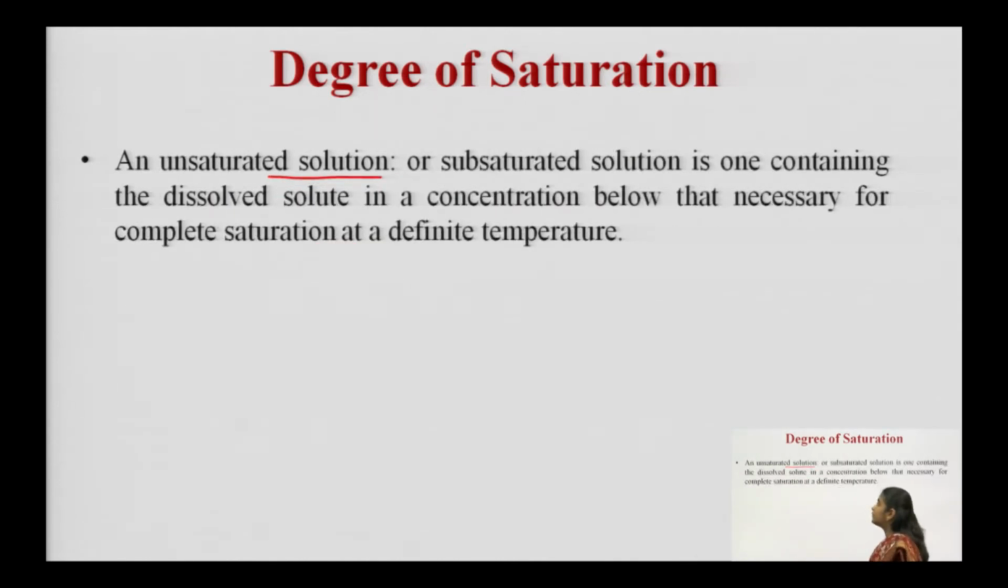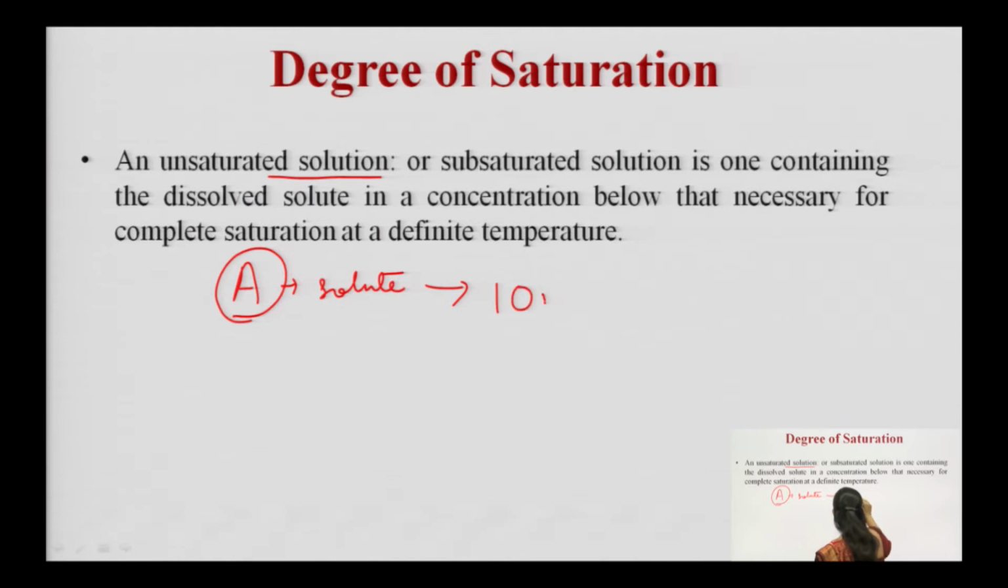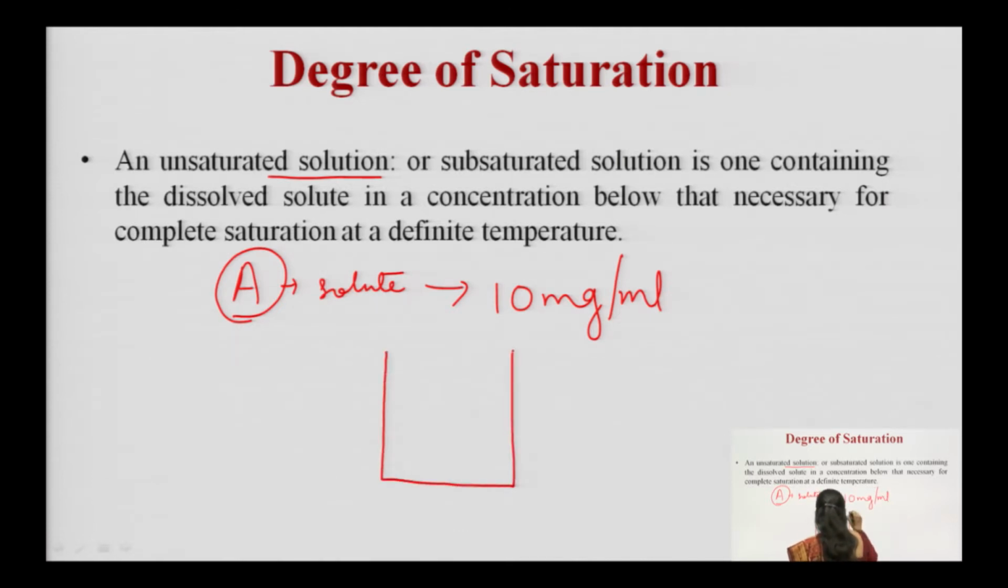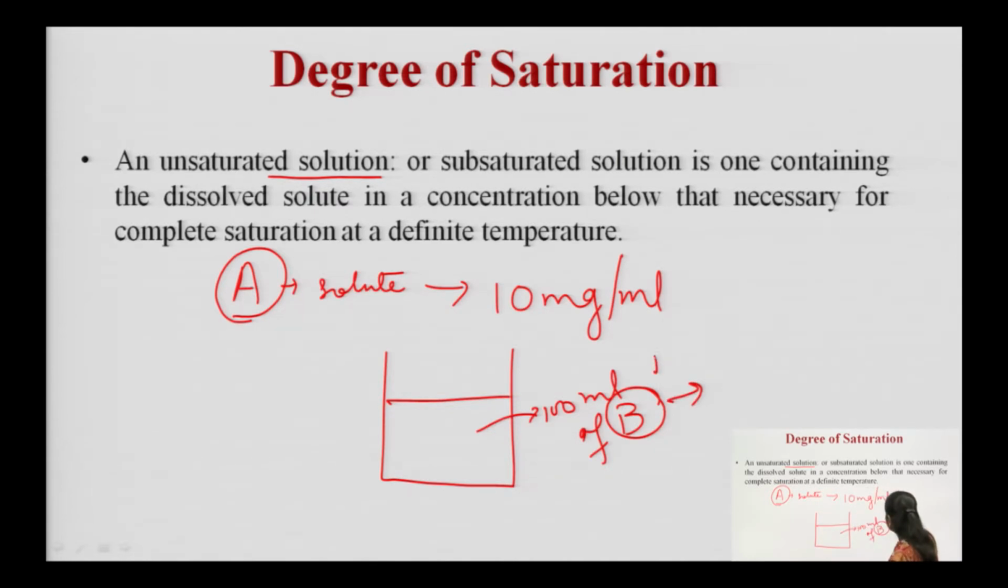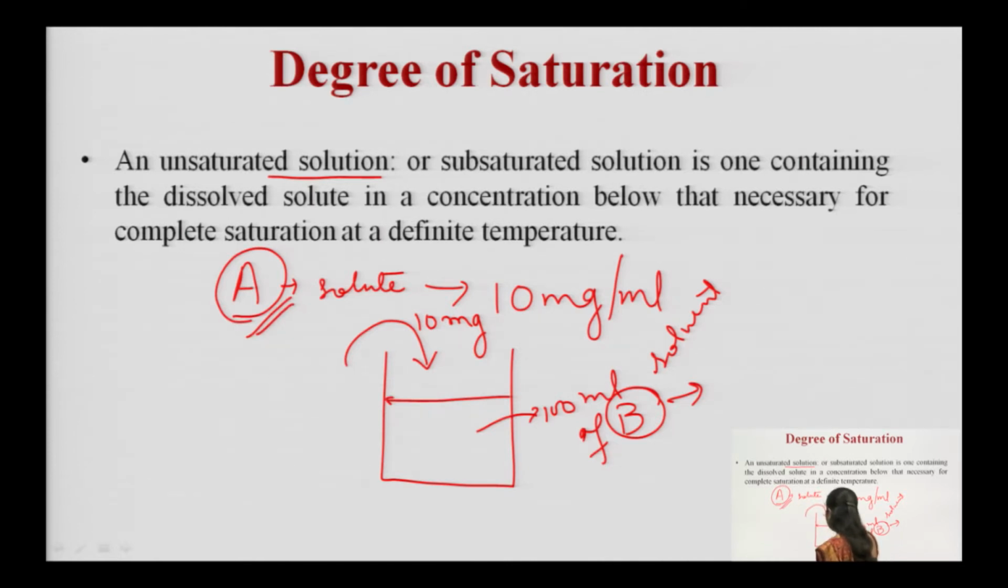So, we will begin with the unsaturated solution. Suppose we are taking A as the solute, and we found that the solubility of A is 10 mg per ml. Now, if I take a container containing 100 ml of solvent B, then add 10 mg of A and stir it, it forms a homogeneous molecular dispersion.